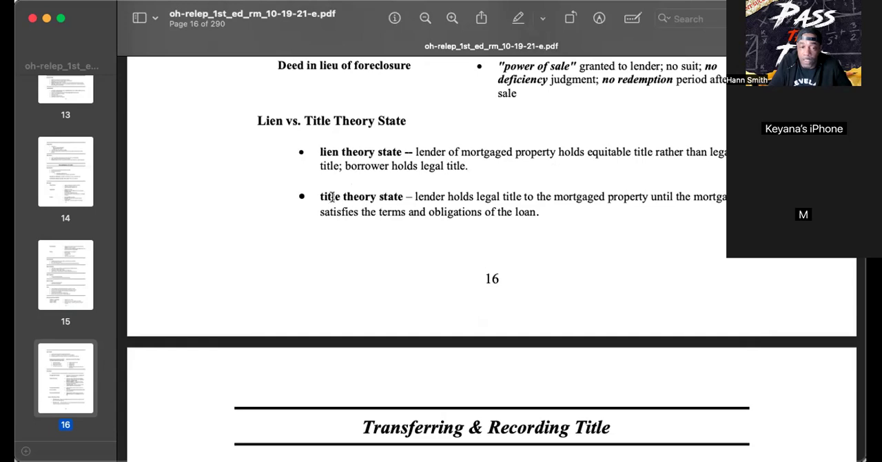That's my bad. So title theory states, I think Texas is a title theory state, where it's like a trust or something like that that holds title to the property until the person who has the loan pays it off. You probably won't see that on the test. Likely you won't, but if you do, I will talk about it more if there's a question about that.